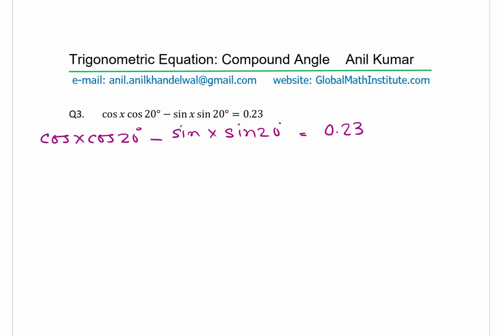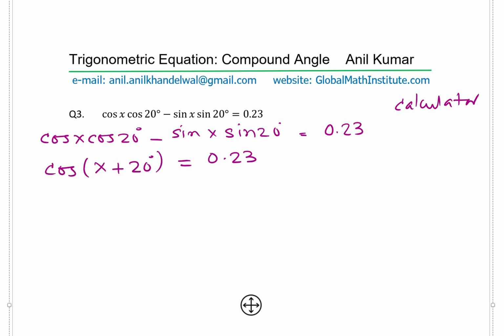Now 0.23 means we have to use a calculator, right? So we need to use a calculator in this case to find what acute angle will give us that particular value. And here we can use the compound angle formula, which is cos A plus B. So cos of x plus 20 degrees is equal to 0.23. Now, let's find the angle which will give us the required result.